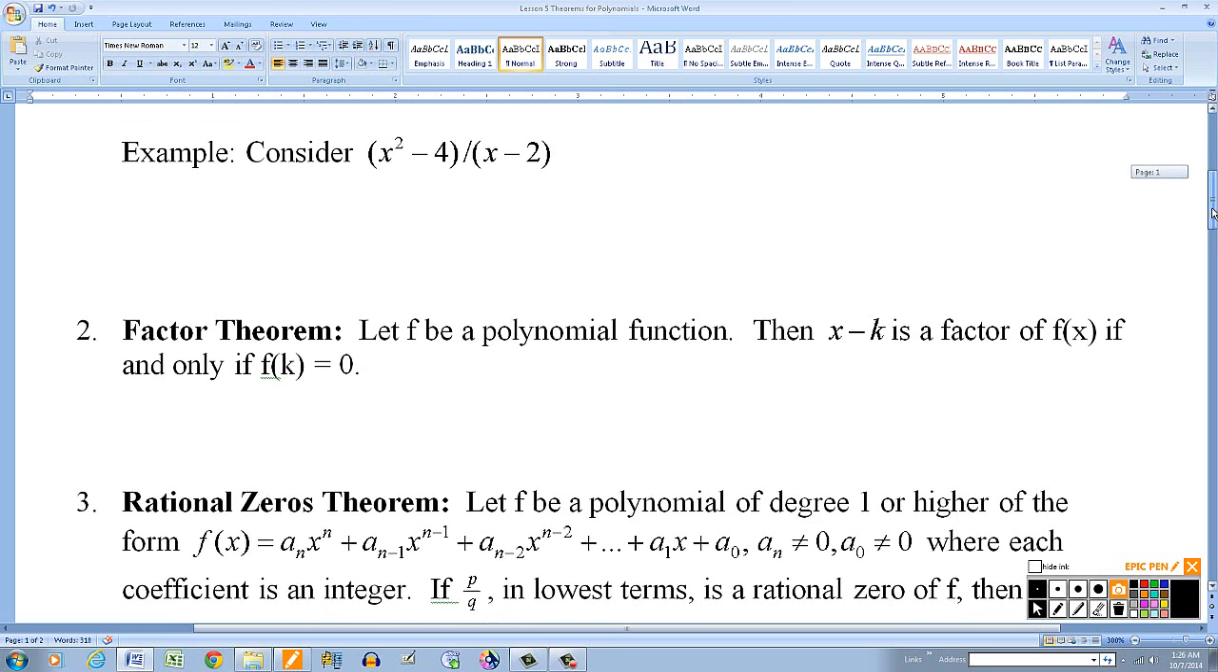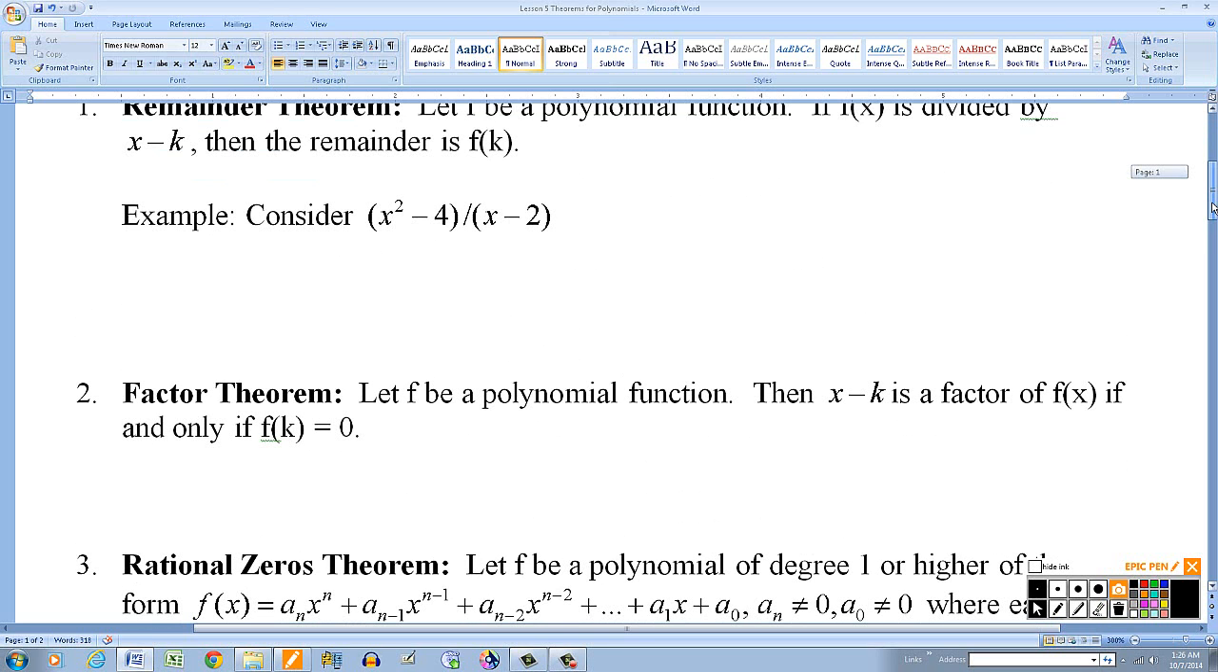Now, the factor theorem follows directly from the remainder theorem. So the factor theorem states, let f be a polynomial function, then x minus k is a factor of f of x if and only if f of k is equal to 0. Okay. So in the previous example, x minus 2 is a factor of x squared minus 4 because f of 2 is 0.